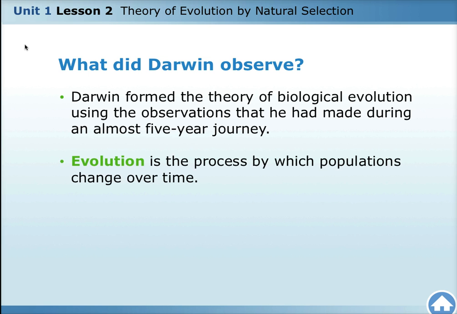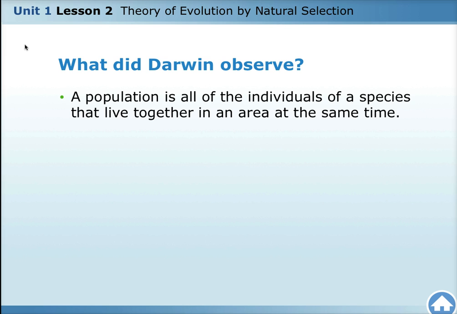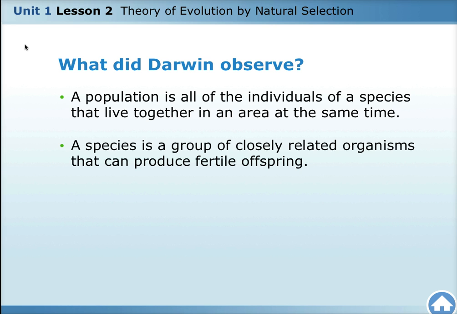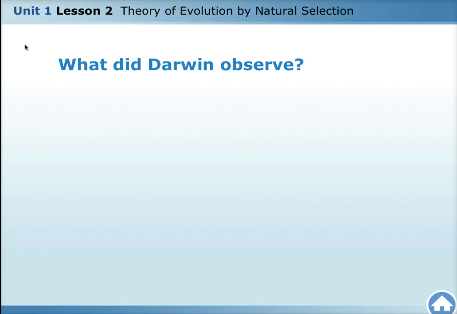Evolution is the process by which populations change over time. Remember, a population is a group of the same organisms living in the same space. A population is all the individuals of a species that live together in an area at the same time. A species, however, is a group of closely related organisms that can produce fertile offspring.